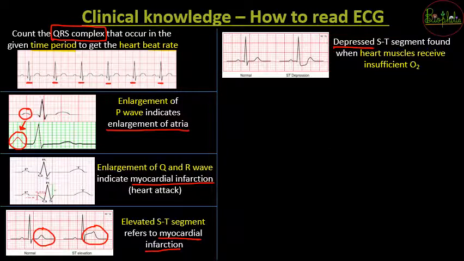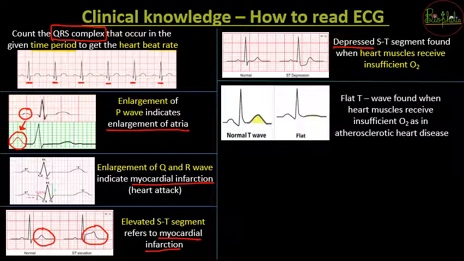Next is going to be the condition wherein the flat T wave is found. अगर T wave flat है, so normally the T wave should be on the higher side. But if it becomes flattened, then you can relate to it that the heart muscles are not receiving sufficient oxygen, और sufficient oxygen नहीं मिलने का और एक केस होता है, that is erythrosclerotic heart disease. So the person can even suffer from this, and that can be caught in the ECG report as a flat T wave.